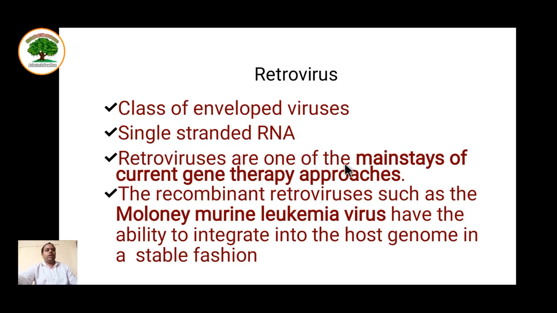Retroviruses are one of the mainstays of current gene therapy approaches. Whatever gene therapy approaches are available now are based on retrovirus-based therapies. Recombinant retroviruses such as Moloney murine leukemia virus have the ability to integrate into the host genome in a stable fashion. As we know, infection by retroviruses is stably integrated into the host genome in many eukaryotic organisms. Therefore, these viruses are used as genetic engineering tools, for their ability to transfer genes into the host cell.